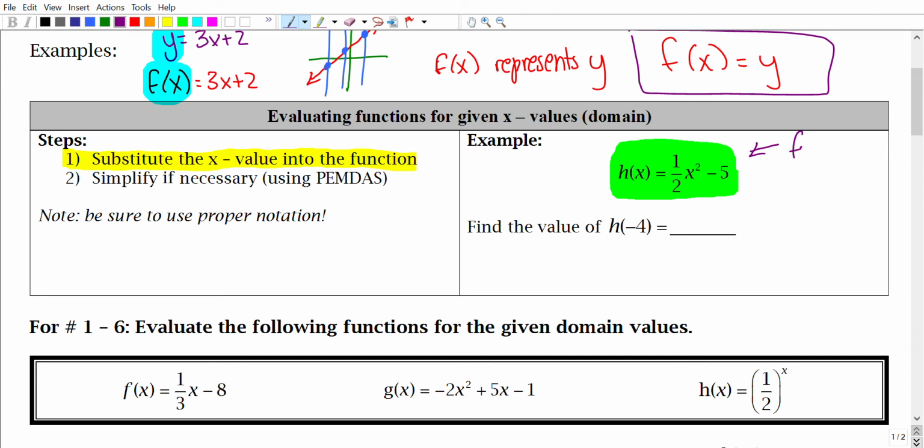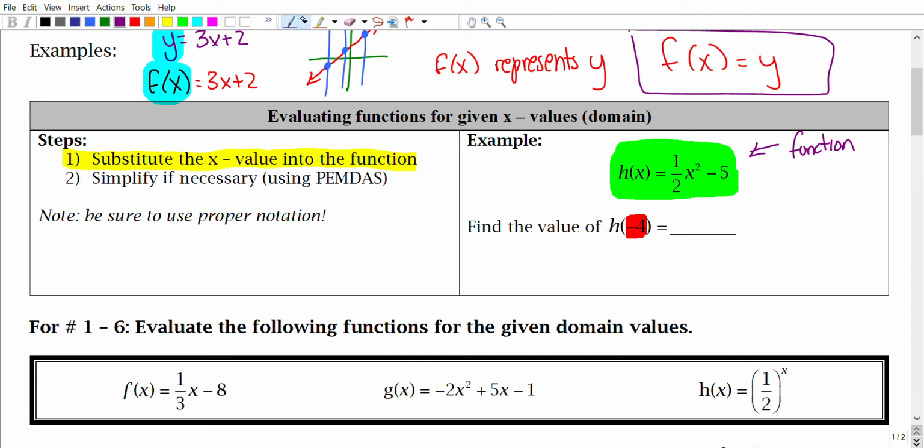So this is my function. So go ahead and write that down, guys. So that is my function. And now what we're being asked to do is to substitute the x values into that function. Well, what x value do I have here? Well, the x value that I have is a negative 4. All right?